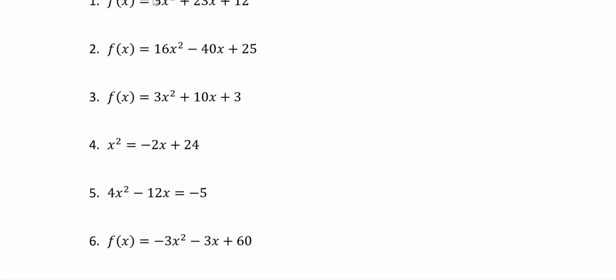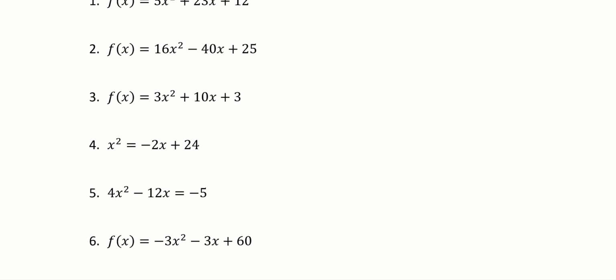Here's another example. If we look at number 2, the first question I'm asking is: is the number in front of x squared 1? No. Do these have a common factor? No. Is the first and last term a perfect square? In this case, the answer is yes. 16x squared is a perfect square. 25 is a perfect square. So what we can do is see if this is a perfect square trinomial.